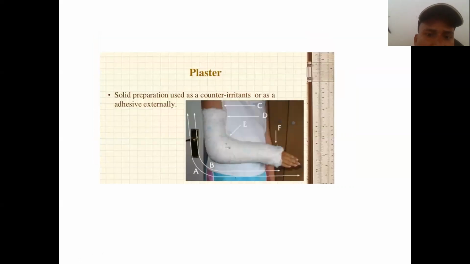Next we'll talk about the plaster. So you can see this is the plaster, a solid preparation. It is a solid preparation used as a counter irritant or as an adhesive externally.